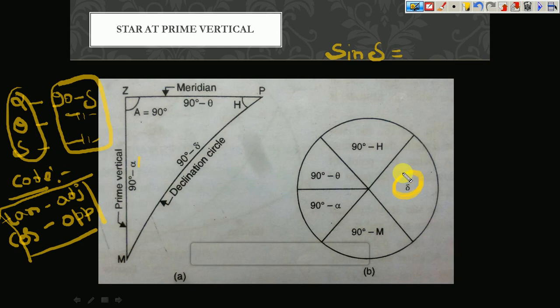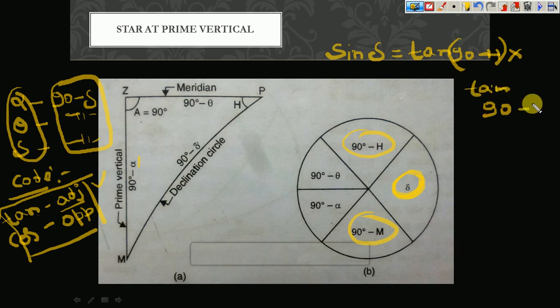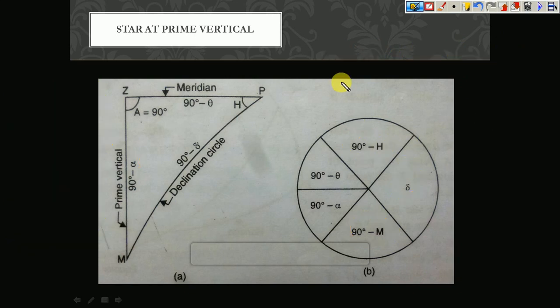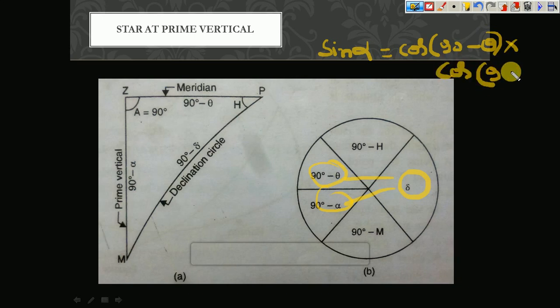If you remember this, okay, then doing this thing is very easy. So now I am taking this as a middle part. I am writing it in terms of tangent. Tangent means adjacent side. Adjacent side of this is this and this. Fine. So sine delta is equal to tan of 90 minus h into tan of 90 minus m. Fine. So same thing, if I am writing in terms of cosine, taking this again as the center, so these will be the opposite parts, which is equal to cos of 90 minus theta into again cos of 90 minus alpha.